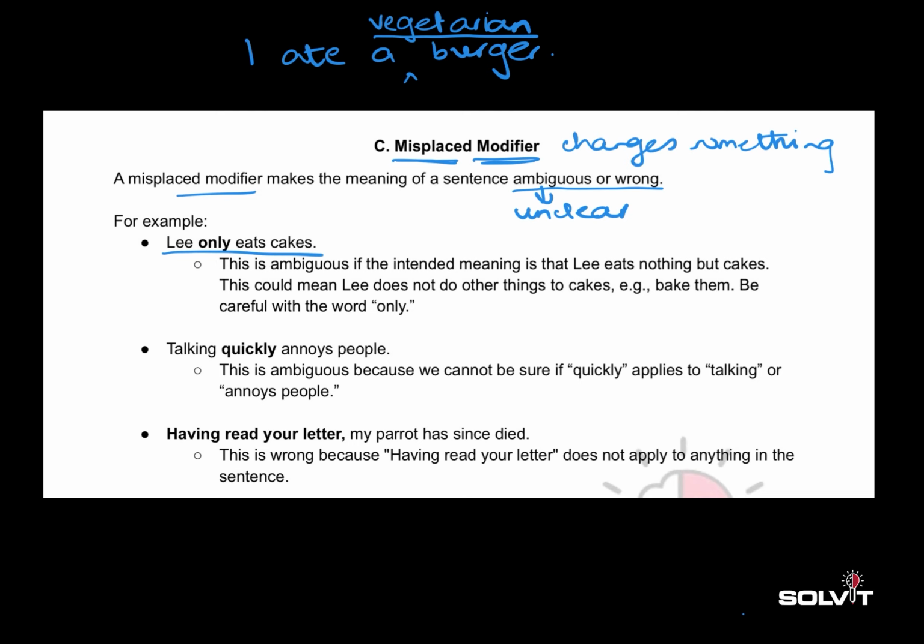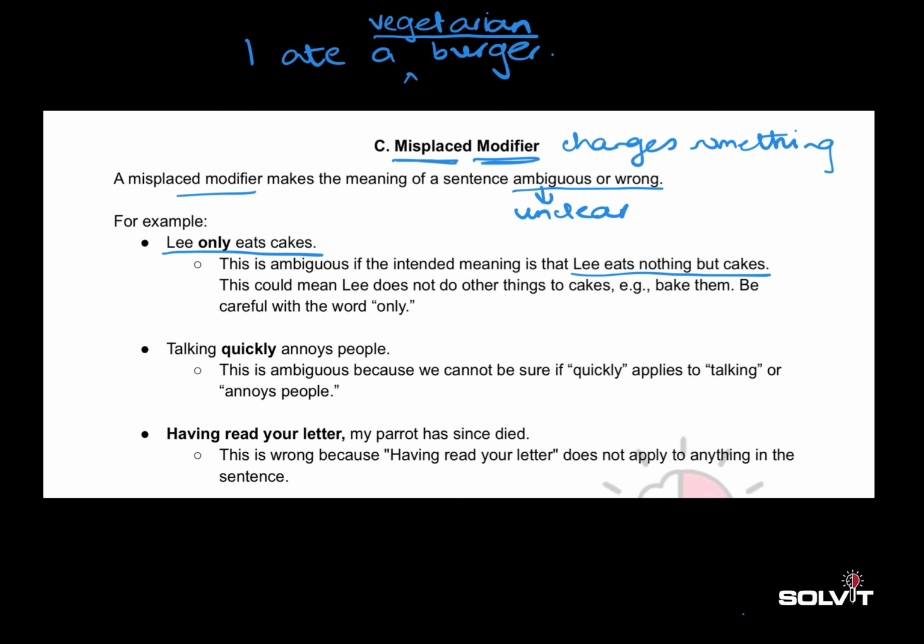Now, the word only is our modifier over here. This sentence is ambiguous because you don't know if the intended meaning is that Lee eats nothing but cakes, right? So, what is the sentence telling you right now? Lee only eats cakes. So this sentence can actually have two meanings, right?